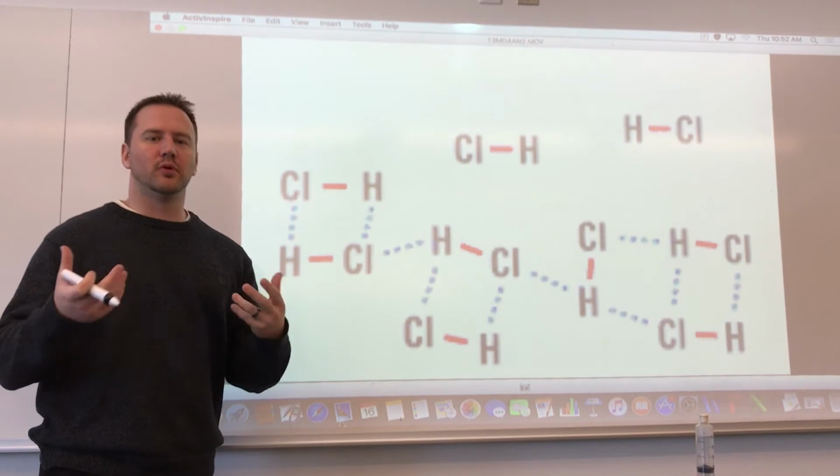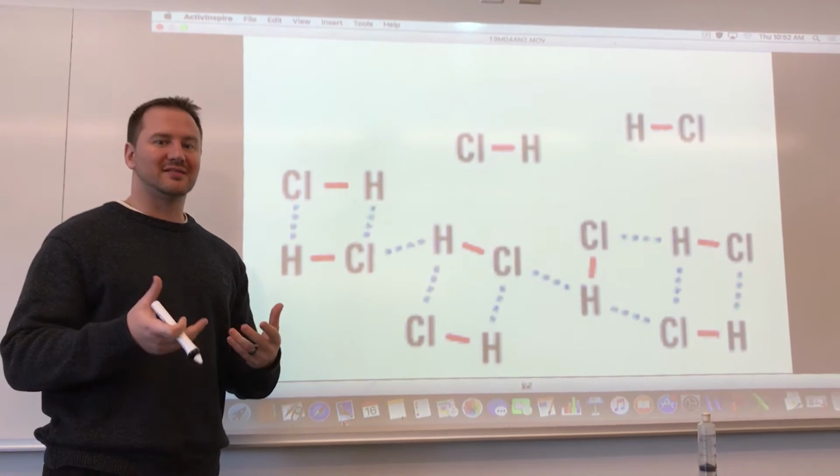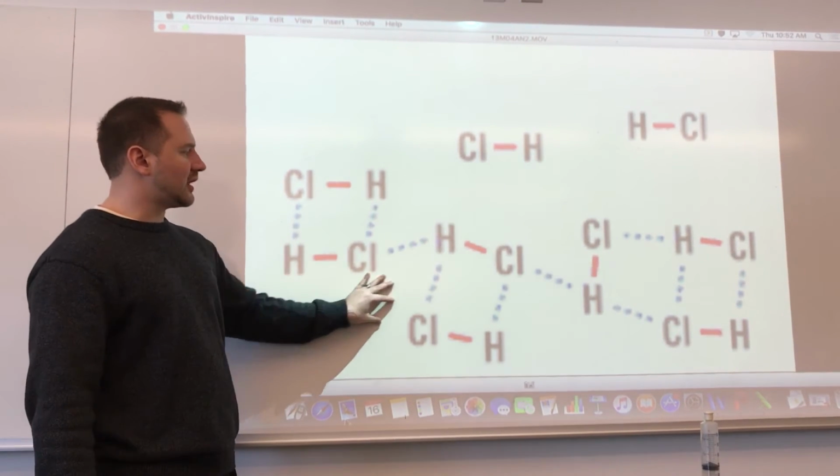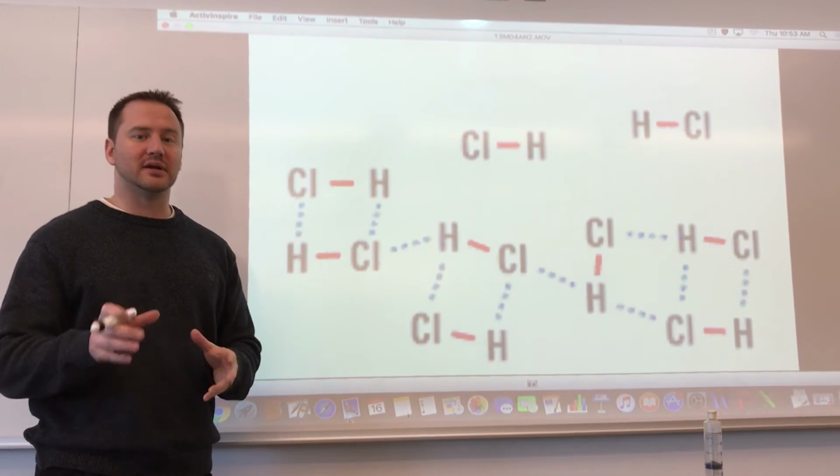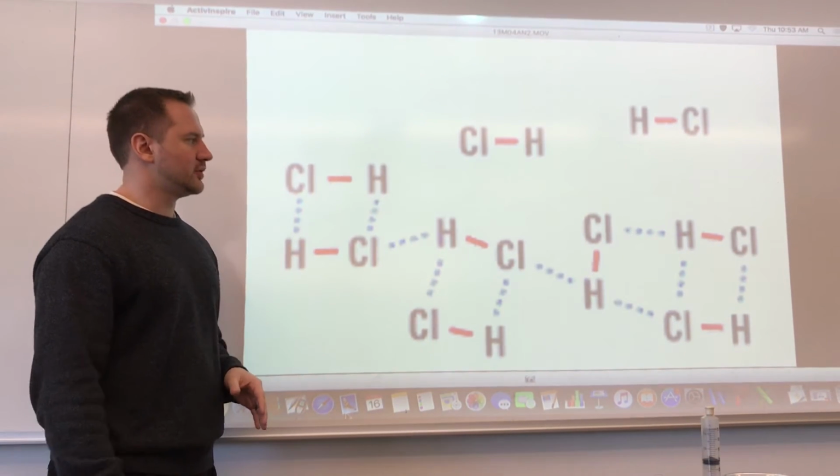It is much stronger than something that's temporary, okay? Because this is there all the time, as opposed to the London dispersion forces, which is only going to be happening some of the time. So keep that in mind as we learn about those.